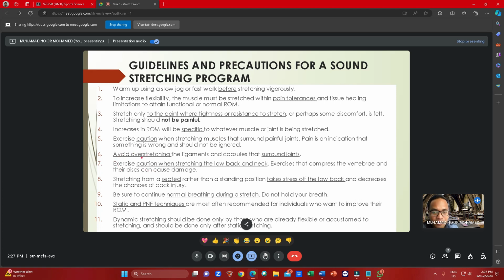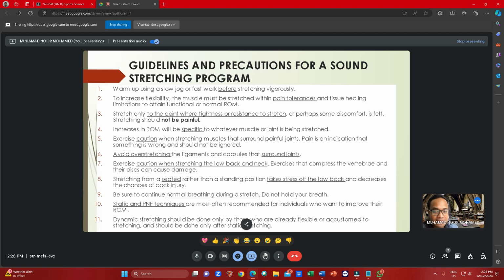Exercise caution when stretching the low back and also the neck. Exercises that compress the vertebrae and their discs can cause damage. They can cause herniation of the disc. Stretching from a seated rather than a standing position takes stress off the low back and decreases the chances of back injury. So if your patient has lower back pain, modify their stretching rather than having them stand up. You can have them be seated. Be sure to continue normal breathing. Do not hold your breath or force breathing. Do not use the Valsalva.